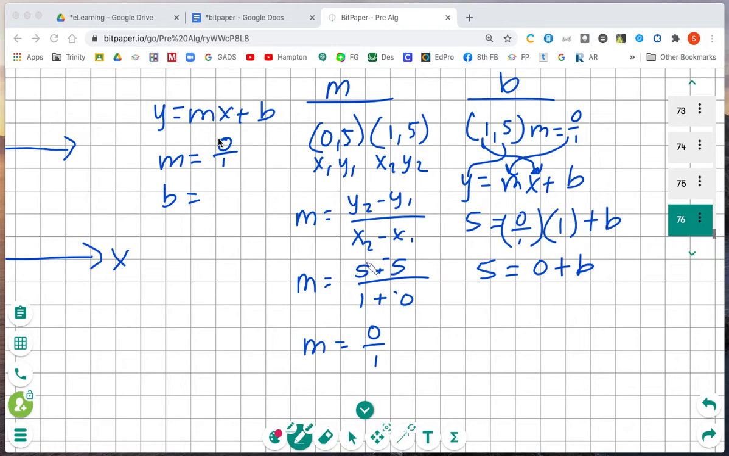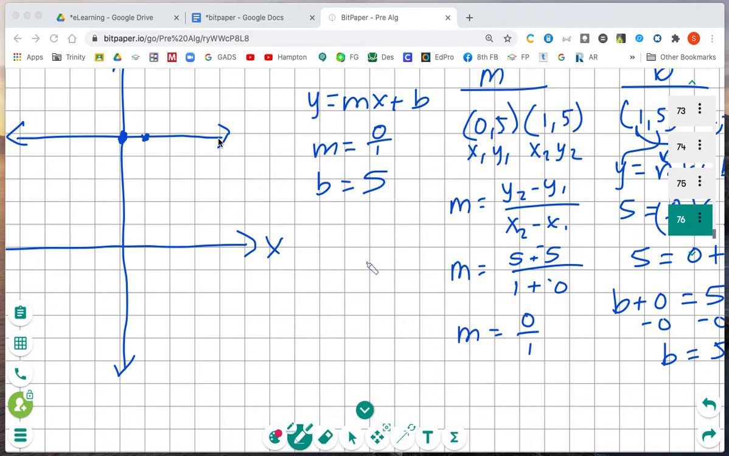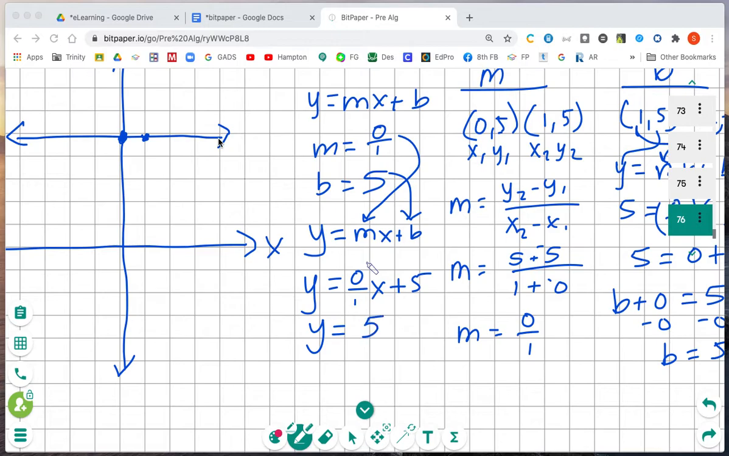Is the b on the left? It's not. So b plus 0 equals 5, symmetrical. And I did CPA at the same time and put the b first. Zero pair out the 0, and then b is equal to 5. So now I come back over here and write the equation of this line. Y is equal to mx plus b. My m is 0 over 1. My b is 5. So y is equal to 0 over 1x plus 5. Y is equal to 5.